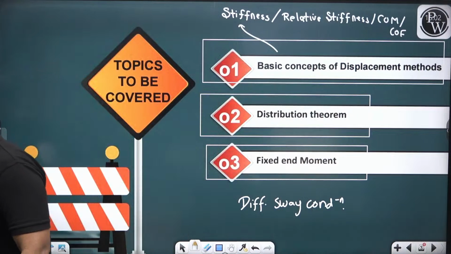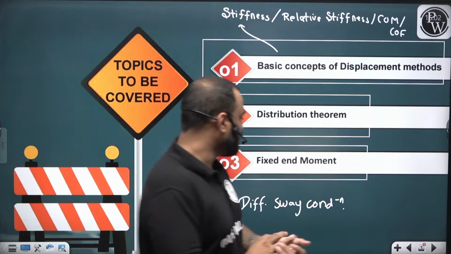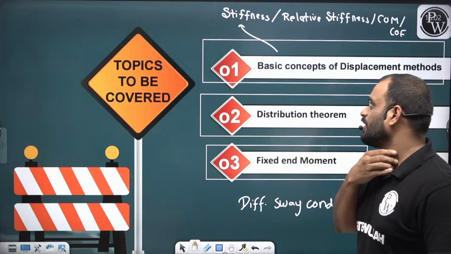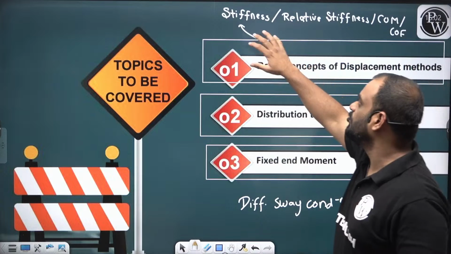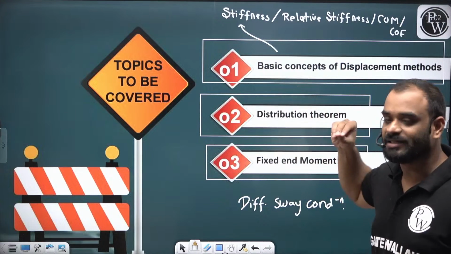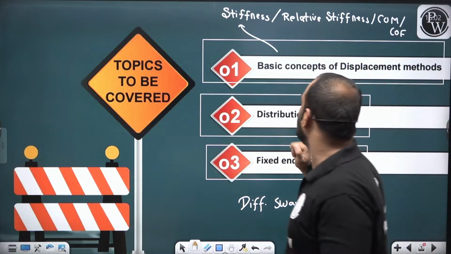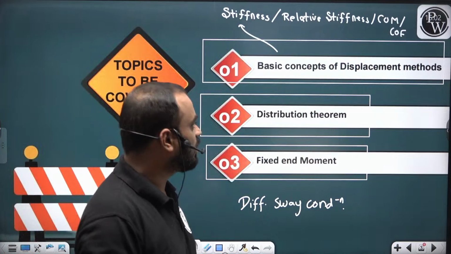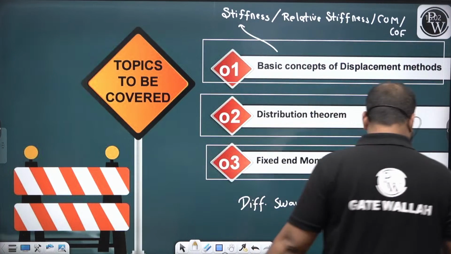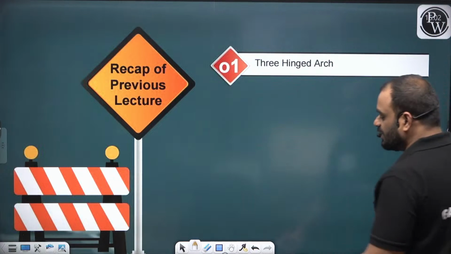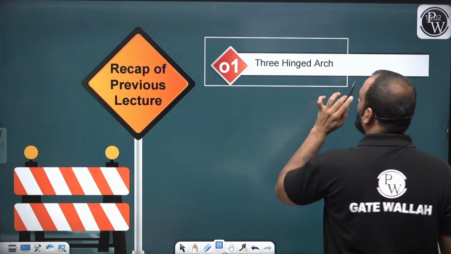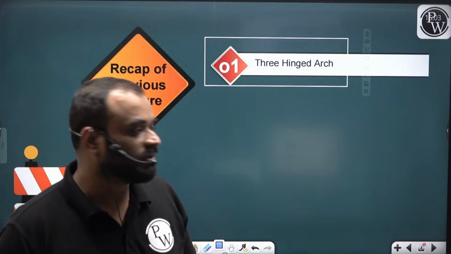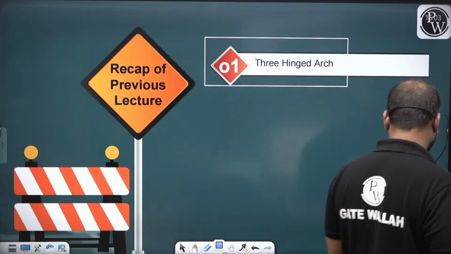So these are the titles which we want to discuss in this particular session, right? Or you can say that in two lectures we will try to cover it. So in today's session, first we will focus on the fundamental terms or basic terminology, which is basically stiffness or relative stiffness, as well as carryover moment and carryover factor. So these are the titles which we will try to discuss in today's class first. Now guys, we have already discussed the analysis of three-hinge arch. This particular part we have already completed in the previous class. You have already watched it, I know that, right?